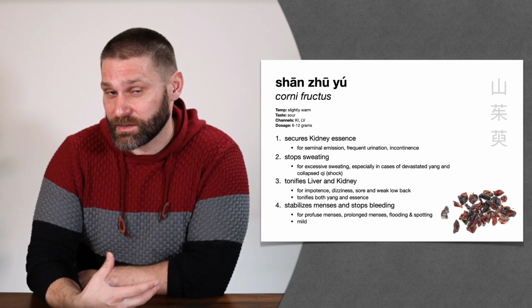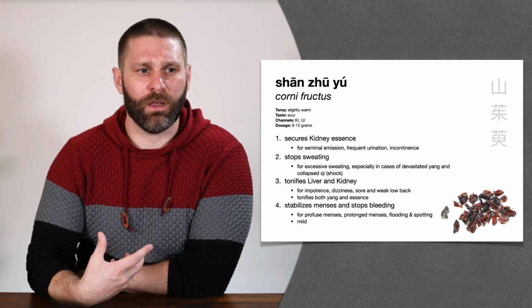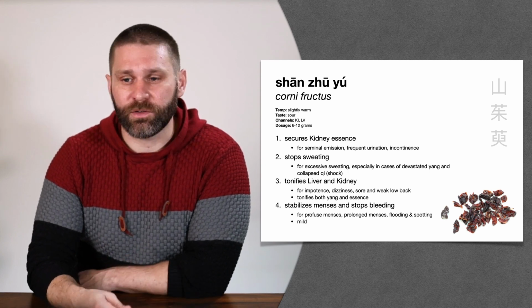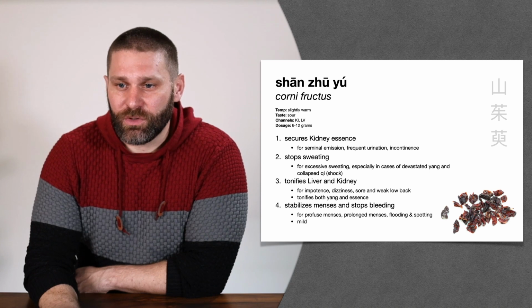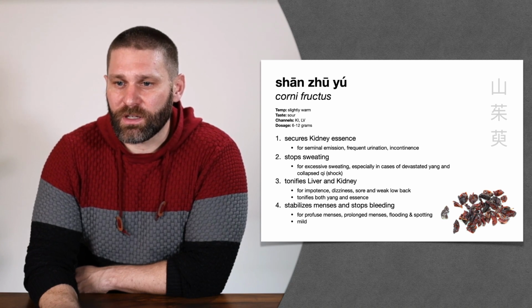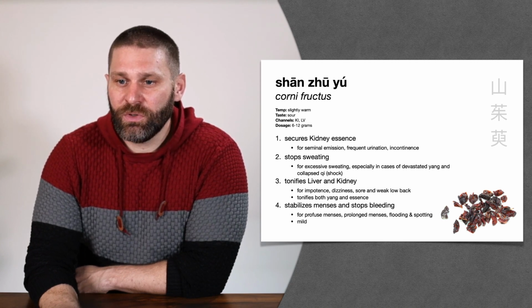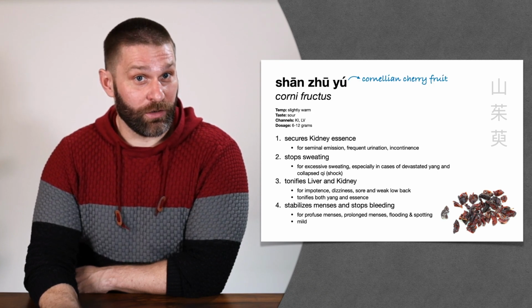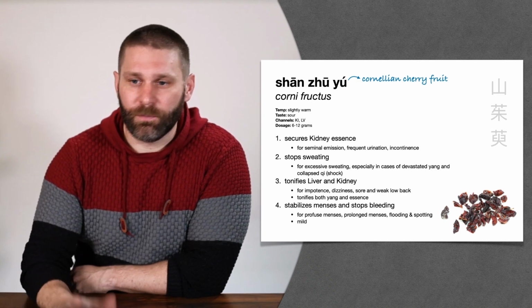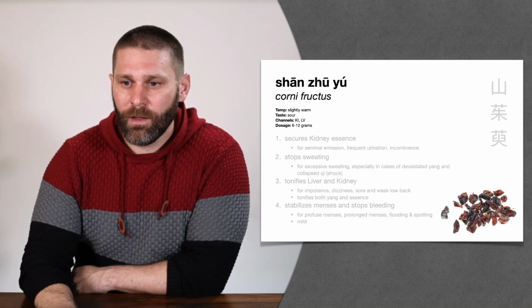After that, we get into herbs that are good for kidney-related leakage, so leakage of urine or leakage of essence. And when we say leakage of essence, we mean seminal emission or vaginal discharge as well. So our first one here is Shan Ju Yu, Corni Fructus. This is Cornelian cherry fruit, if that means anything to you, but just say Shanjuyu.